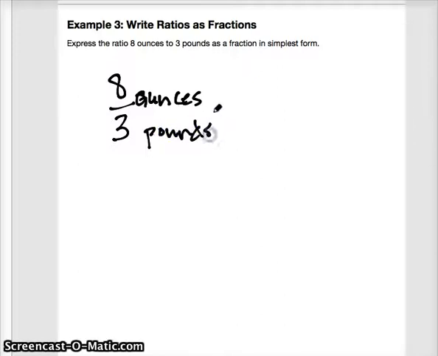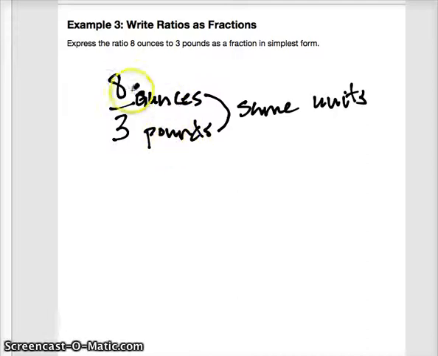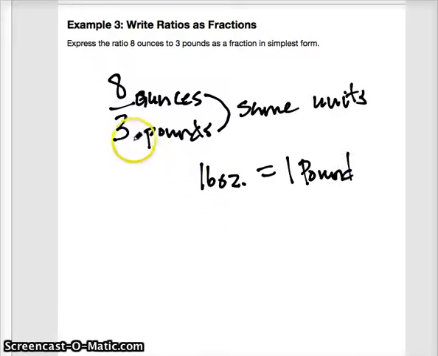And the reason why this is a problem is because if you can make them the same units, you will do so. So we want to make them the same units. And in order to do that, we need to figure out how many ounces are in a pound so I can change this bottom one. I can't really change 8 ounces to pounds because I need 16 ounces to make 1 pound. So it doesn't make sense for me to change the top part into pounds, but I will change the denominator, or the bottom portion, into ounces.